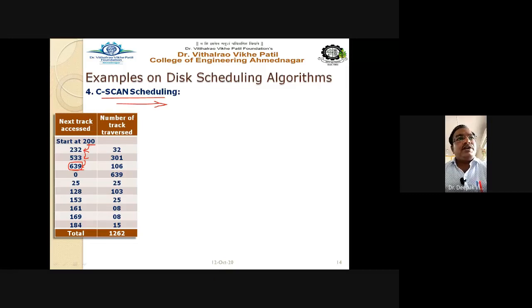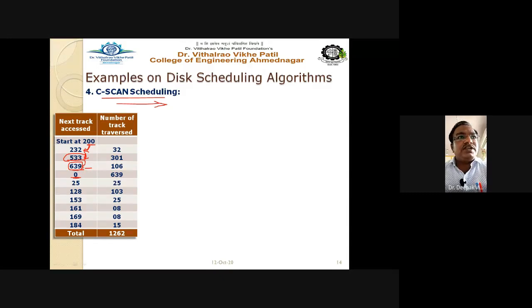So from 200, it will move to 232, then to 532, and 532 is the last request in this direction, but still it will go to 639, which is the end location, the last point on that particular disk. It will reach 639. Now, as soon as it reaches 639, it will reverse its direction and reach the start of the disk, that is nothing but 0, right?